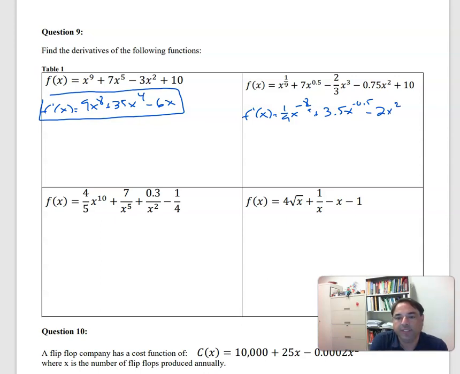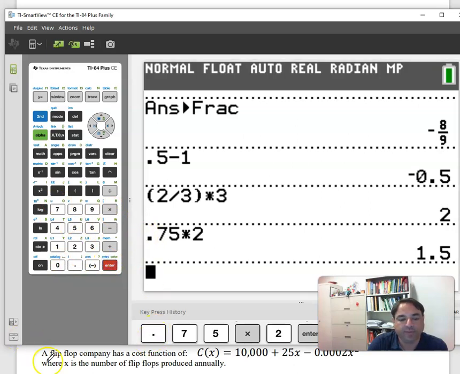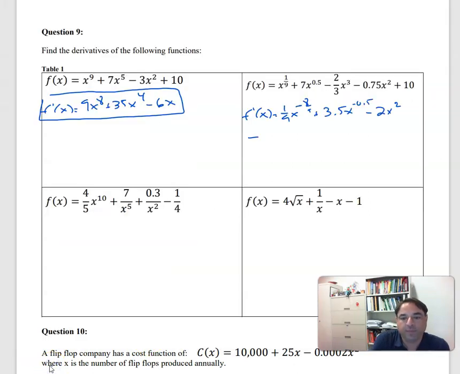Then we'll kind of continue here. Minus 0.75 times 2 is 1.5, but if you need to work that out, 0.75 times 2 is 1.5. X, and then the derivative of negative 10 is 0. So actually, let's put this over here so you can see it all the way side by side. So your final answer could be written like that.